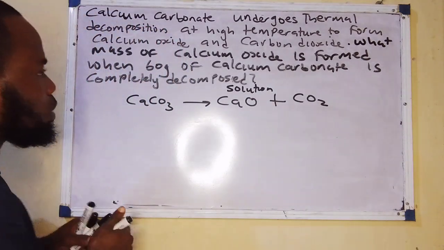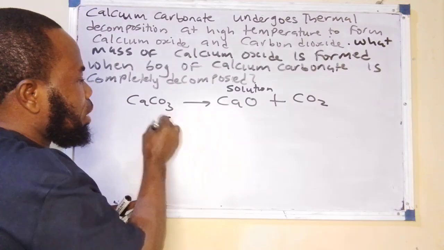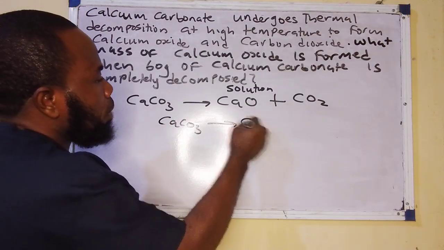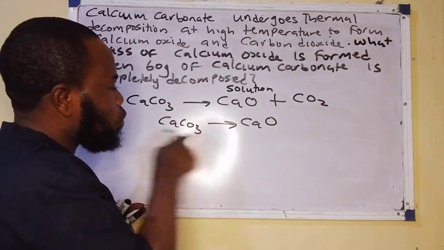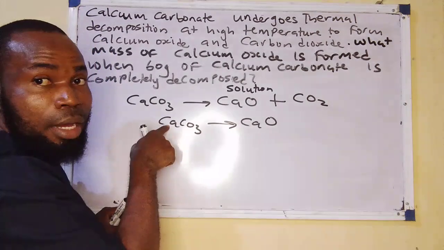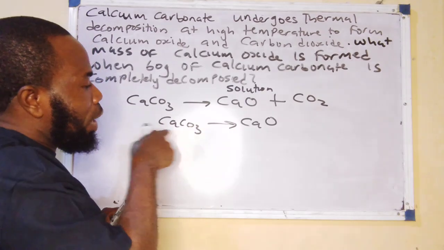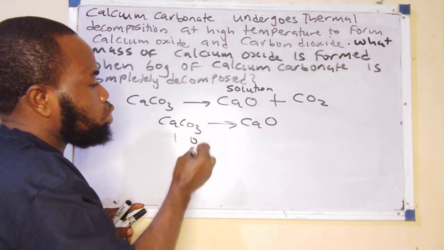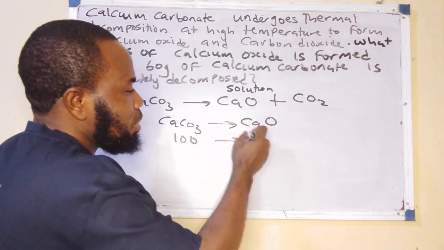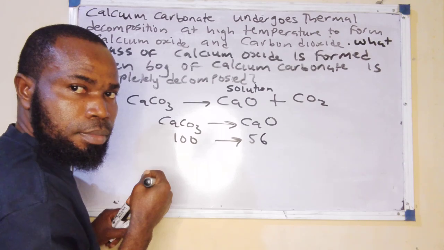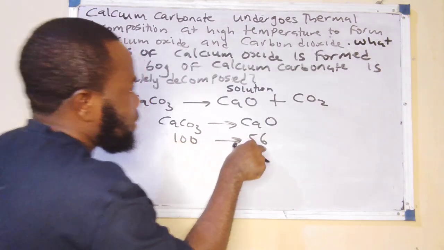Now, let's look at it quickly. If you are given something like this, all you have to do is connect it. Calcium carbonate, what mass of calcium oxide will it give me? First things first, look for the atomic mass of calcium carbonate. Remember that calcium is 40, carbon is 12, oxygen is 16 times 3. When you add everything together, I get 100. Calcium oxide: calcium is 40 plus 16 to give me 56.